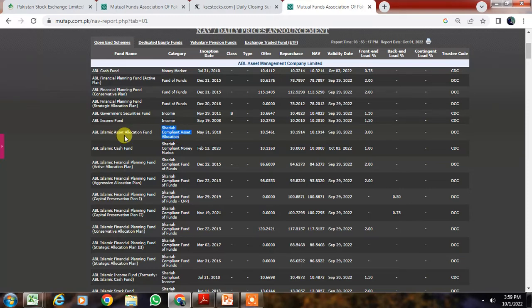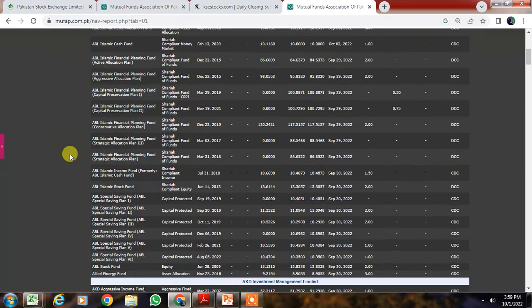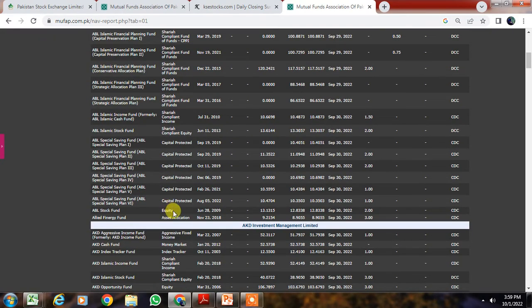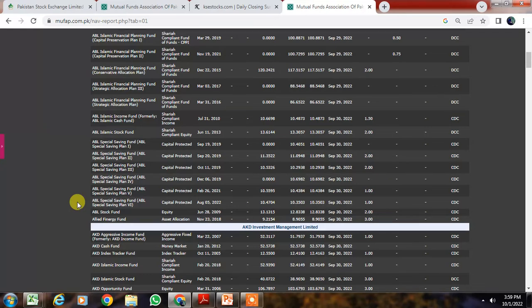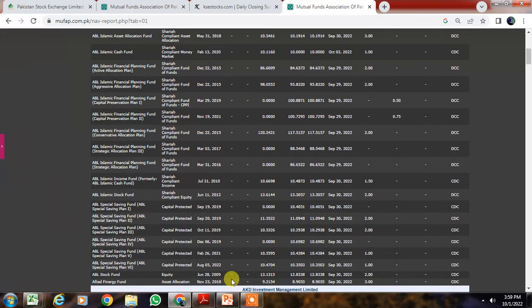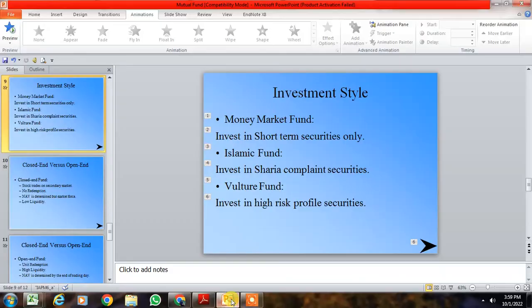This ABL Islamic Asset Allocation Fund only invests in Sharia compliant securities. Similarly, my dear, you can see the equity fund. So ABL provides you different pools. These different pools are actually the family members of the mutual fund. It provides facilities to the investors. Some investors are risky, some investors are less risky. So you can even invest in the balance fund and the income fund. It depends on the utility, on the risk profile of the investor.